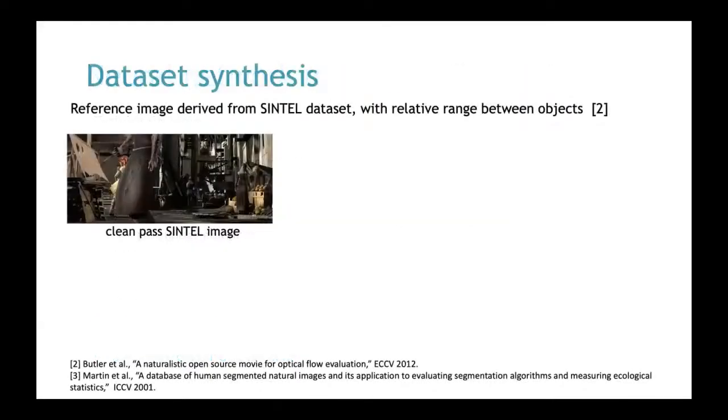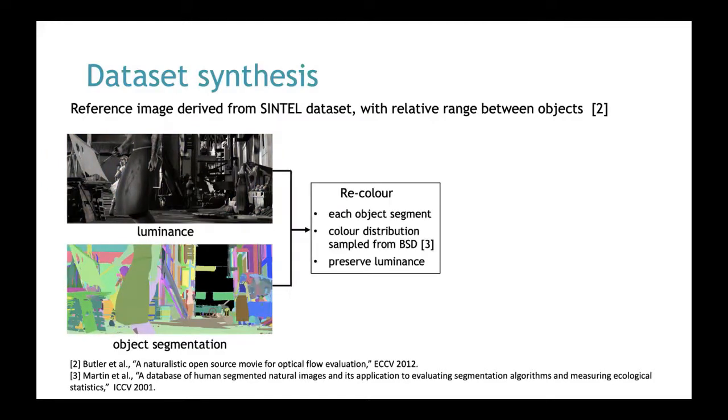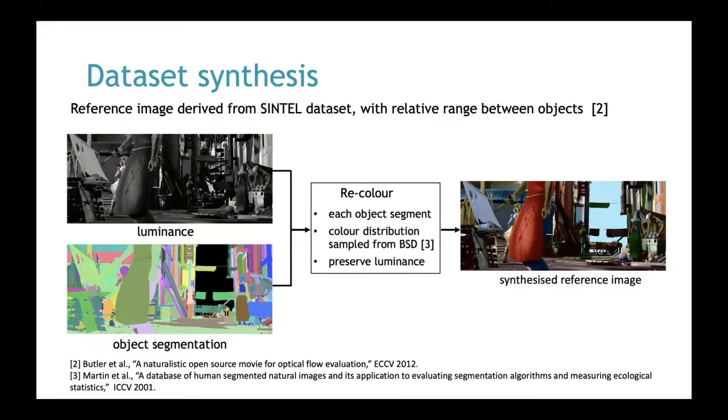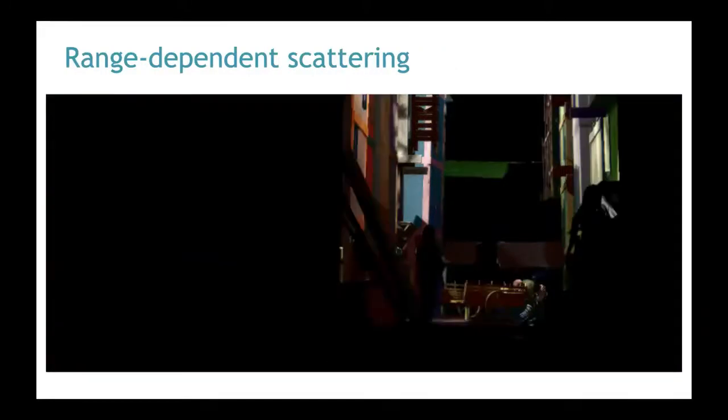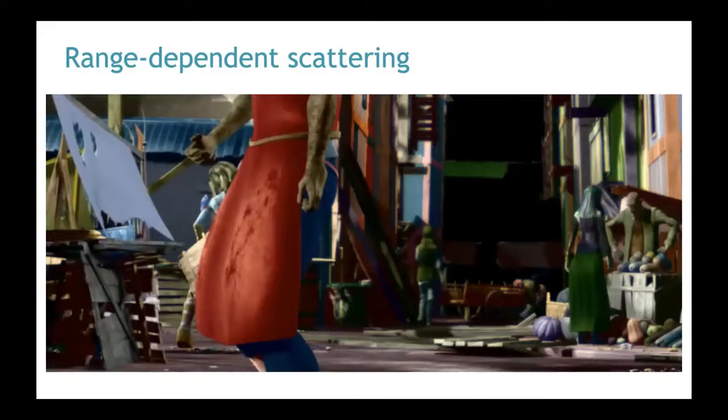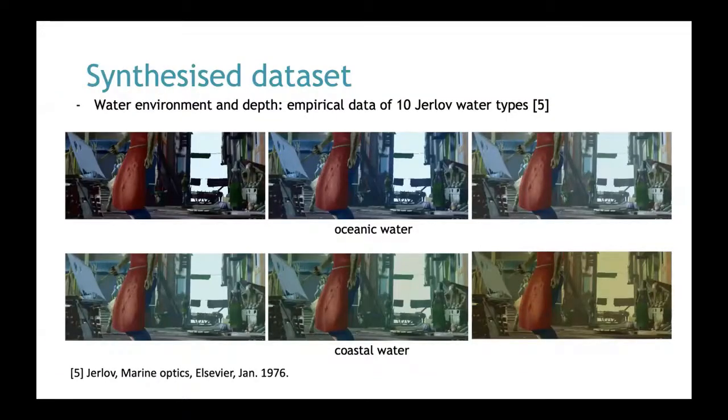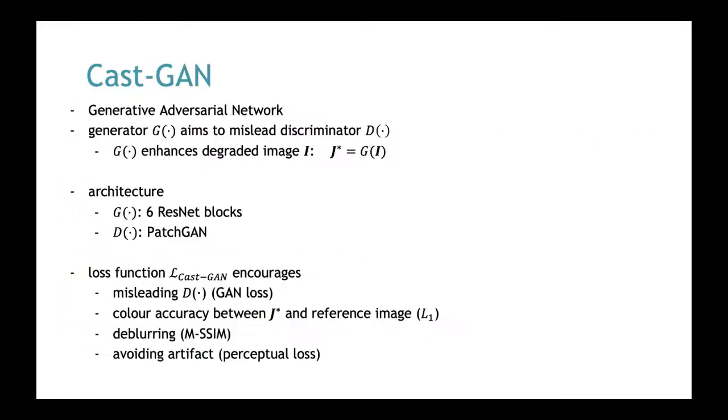We propose one solution: to use computer generated images. In particular, we use the Sintel data set, taking the luminance and the object segmentation and putting them through a recoloring process. You see that is our synthesized image on the right. On top of this image, we also implement a range-dependent scattering using successive Gaussian blurring. So here you see objects that are further away from the camera are more blurred. We also use empirical data to synthesize different water environments and depths. Therefore, we can synthesize the images for 10 Jerlov water types, as you can see here. So that's about the training data set.